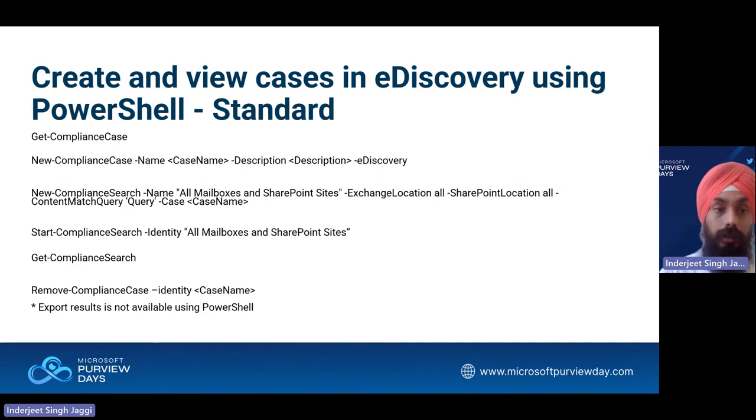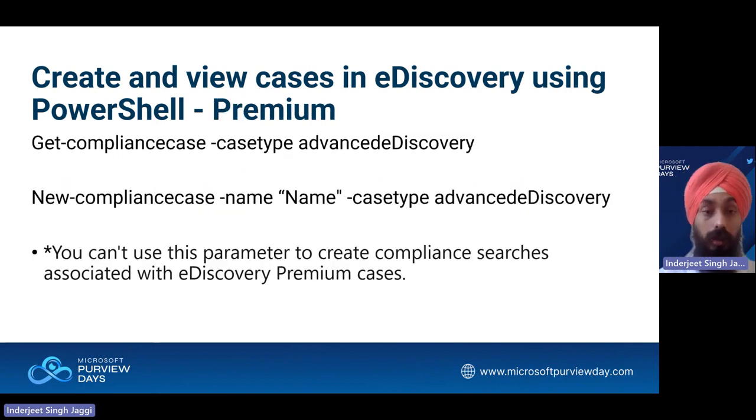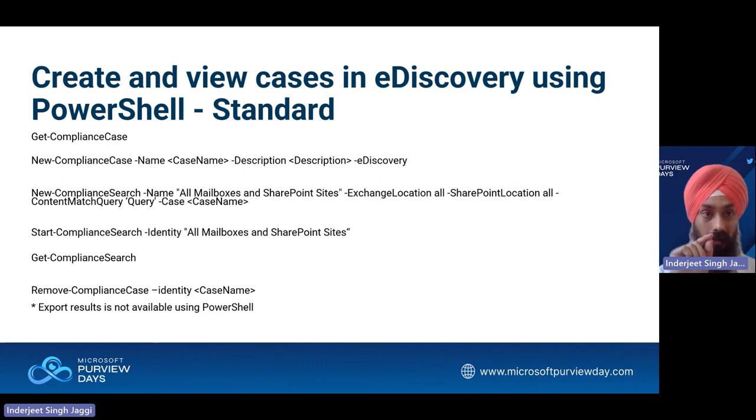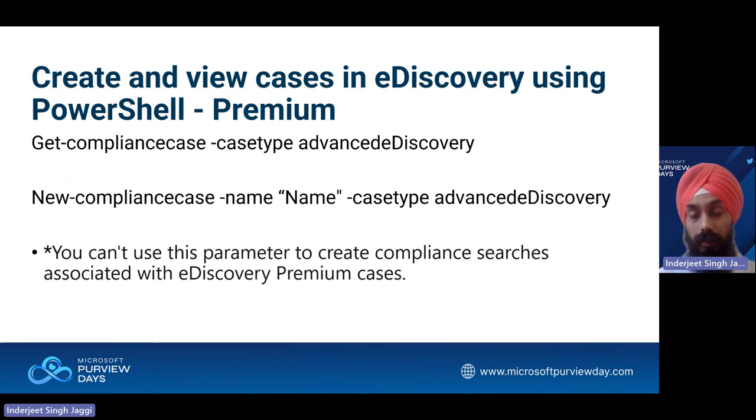Once you start a search on a particular item which you create, you can get search results as to what's the status of that compliance search. I've created this in PowerShell. We should be able to run it and show it to you, so don't worry about it. A very important part in standard: in previous versions, about a couple of months back, I was able to export results using PowerShell, but that is not available now.